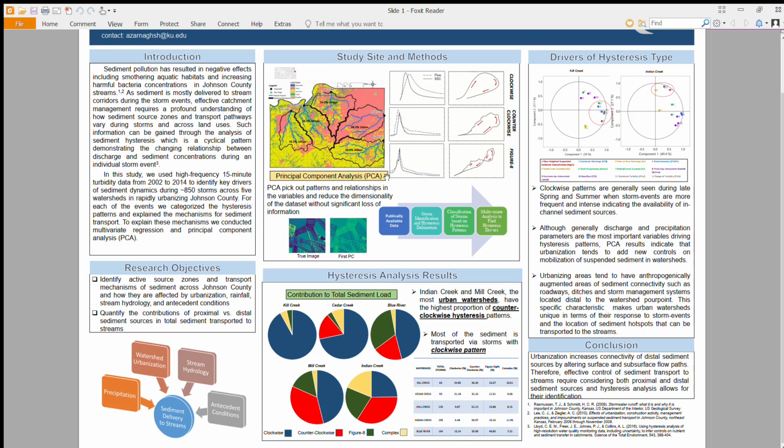The results of our hysteresis analysis show that Indian Creek and Mill Creek, the most urban watersheds, have the highest proportion of counterclockwise hysteresis patterns. So for these two watersheds, a huge amount of sediment is coming from distal sources. Whereas for agricultural watersheds, Kill Creek, Cedar Creek, and Blue River, most of the sediment is coming from proximal sediment sources like channel bed or channel banks or sediments which are located very close to the channel.